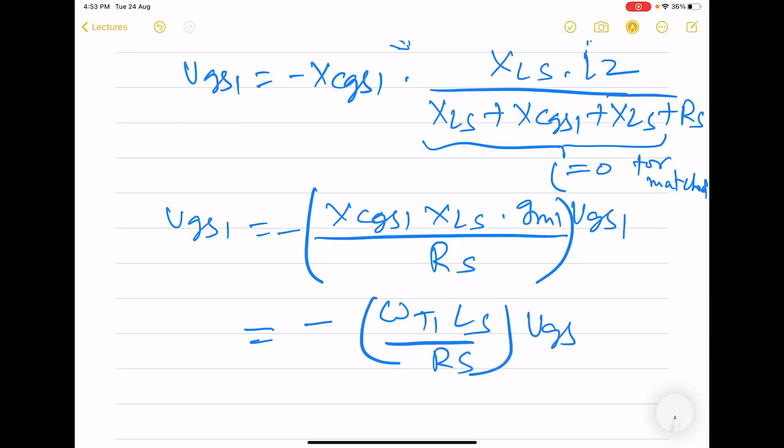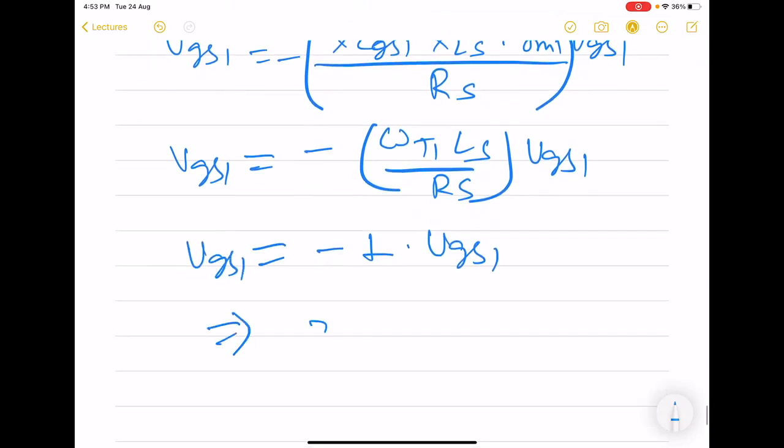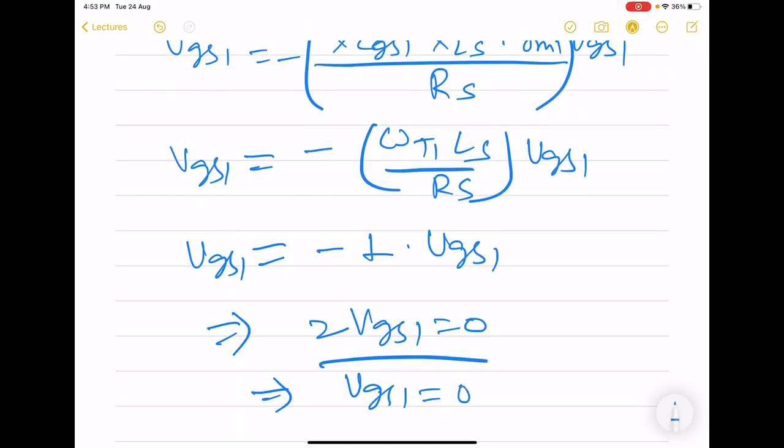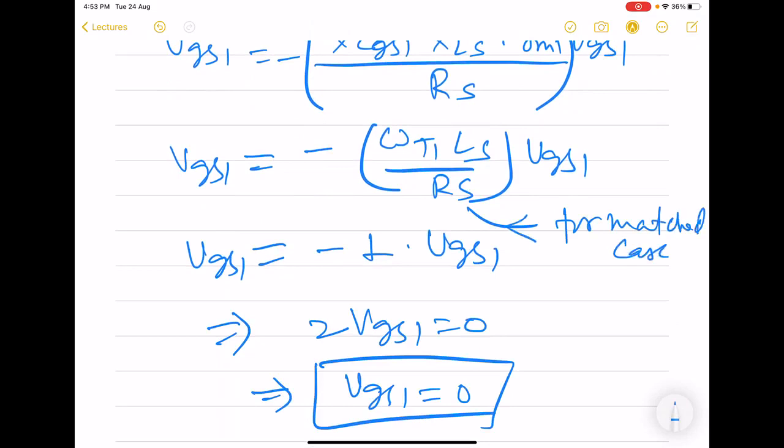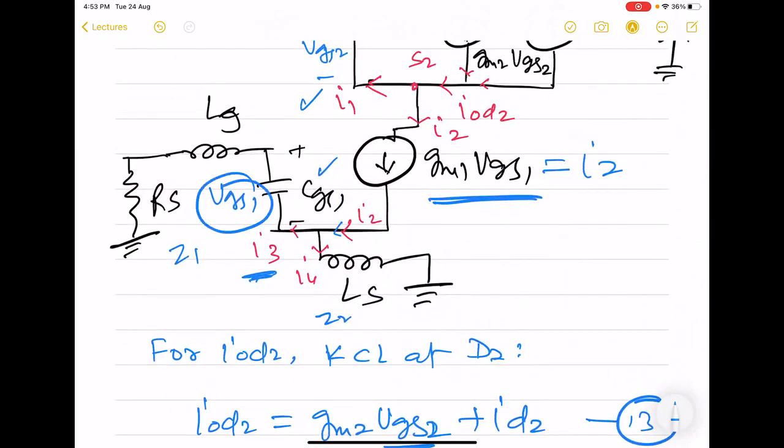Sorry, this is VGS1. And this is going to be equal to 1 for the matched case. So what we find is 2 VGS1 is equal to 0. This implies that VGS1 has to be equal to 0. So this is the matched case equal to 1. So we find that VGS1, this voltage, is equal to 0.